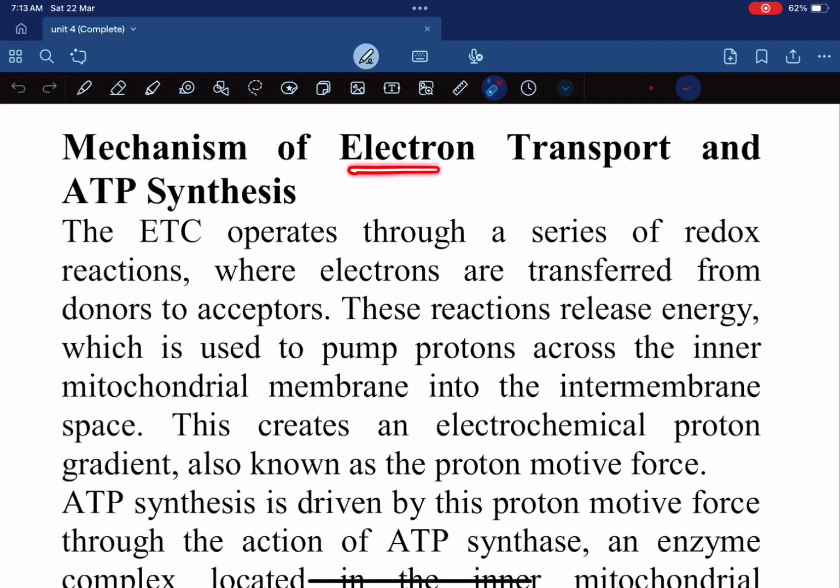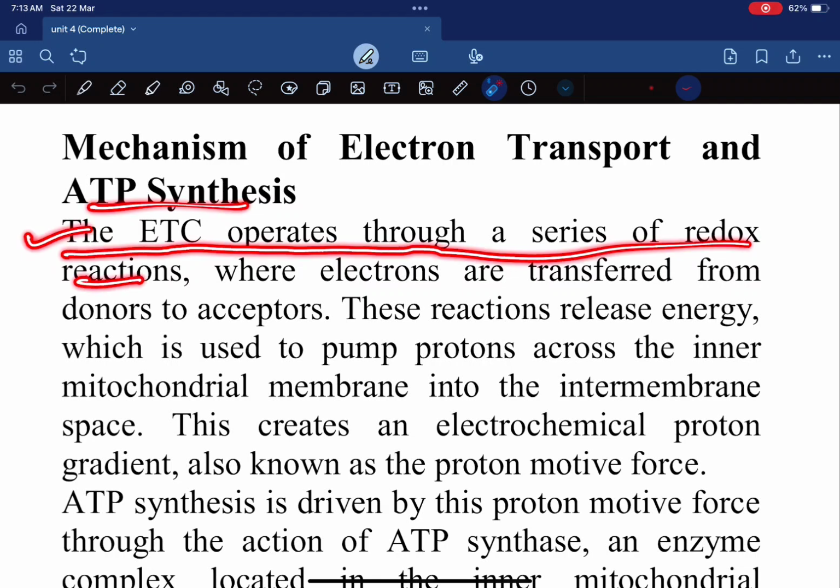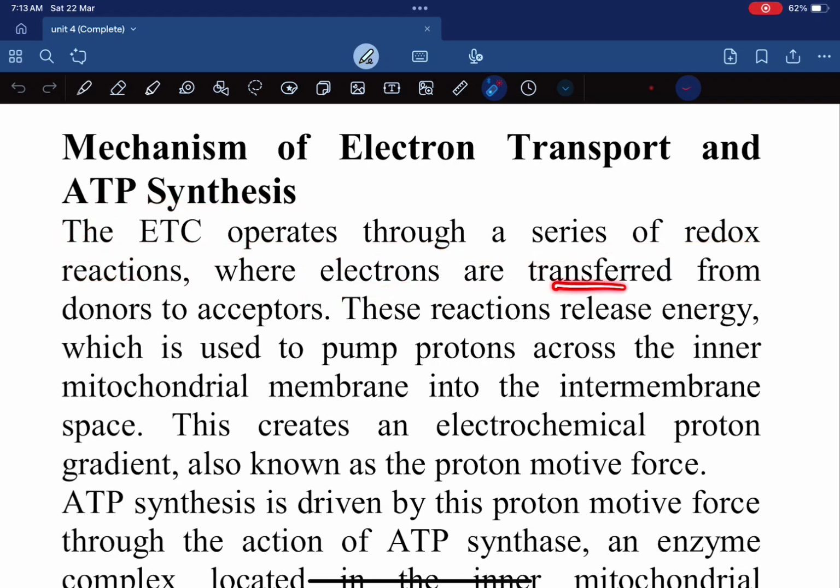Mechanism of electron transport and ATP synthesis. The electron transport chain operates through a series of redox reactions where electrons are transferred from donors to acceptors. This reaction releases energy, which is used to pump protons across the inner mitochondrial membrane into the intermembrane space. This creates an electrochemical proton gradient, also known as proton motive force.